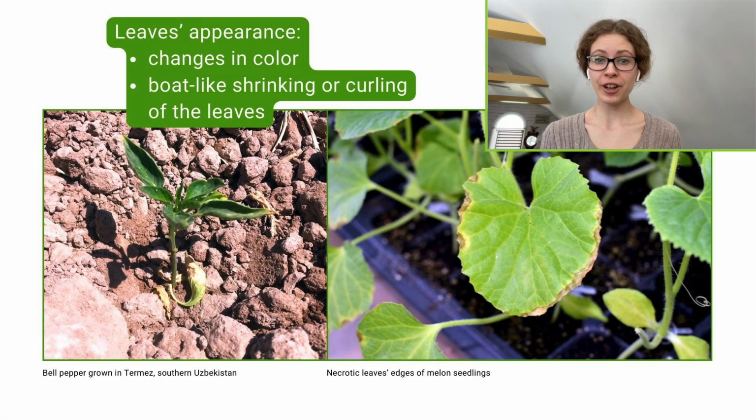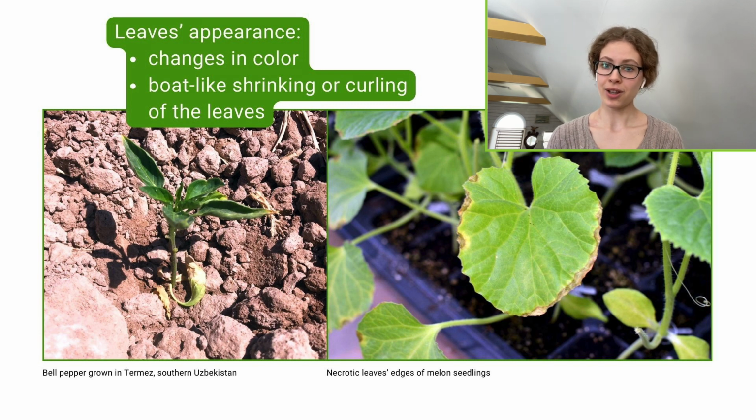Signs of increased salinity can be seen in the leaves' appearance. Usually it's changes in color or shriveling or curling that makes the leaves look like little boats. In this photo of a bell pepper grown in Termez, southern Uzbekistan, you can see this shriveling of the leaves due to a high salt content in the soil, which is also quite obvious from the salt crust. And in melons, for example, edges of the leaves usually become more necrotic and yellow.